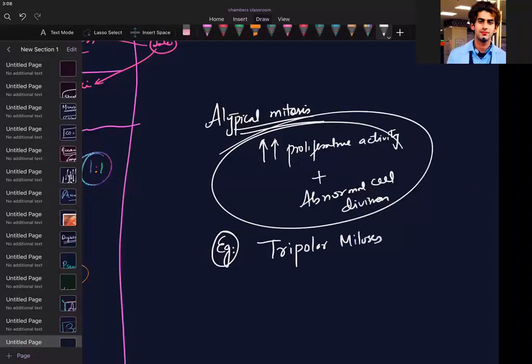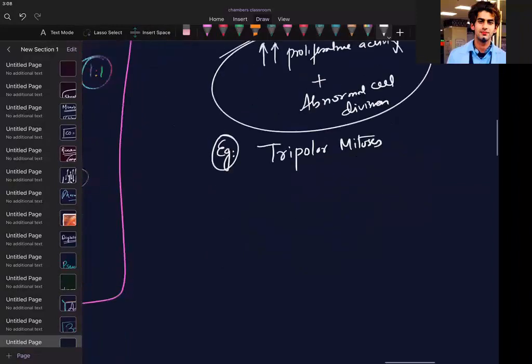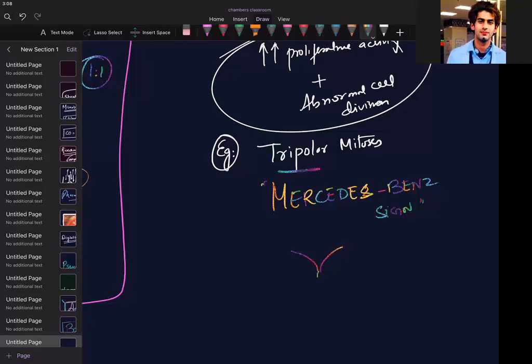Is tripolar mitosis? By the way, you may have heard of this sign, unfortunately. Mercedes Benz sign. Okay, Mercedes Benz sign is seen in tripolar mitosis. Clear? Okay.